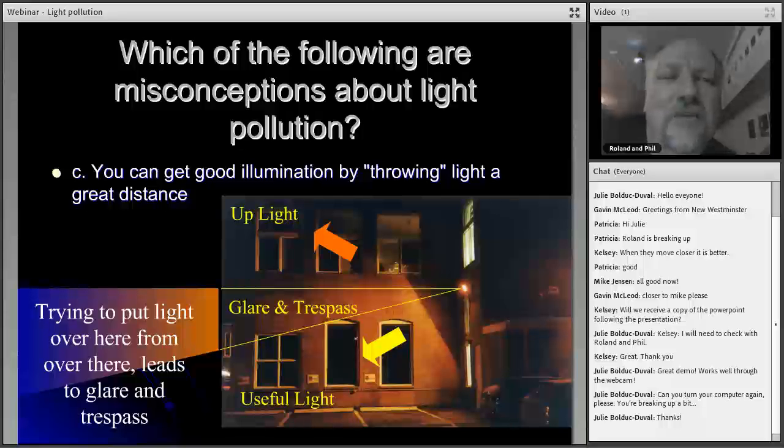C, you can get good illumination by throwing light a great distance. No, not really. What you're trying to do by, for example, aiming a light out too far, is you end up creating glare and trespass, because this kind of lighting at this angle is never very good effective illumination. And it's really this illumination that's more directly pointed towards the ground that is useful light. So by the time you get out to here, you're looking at glare and trespass.